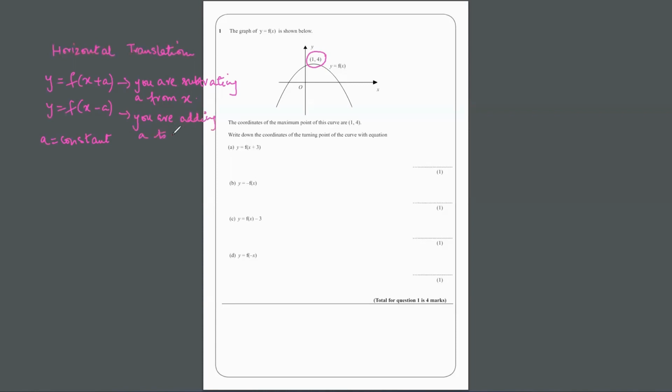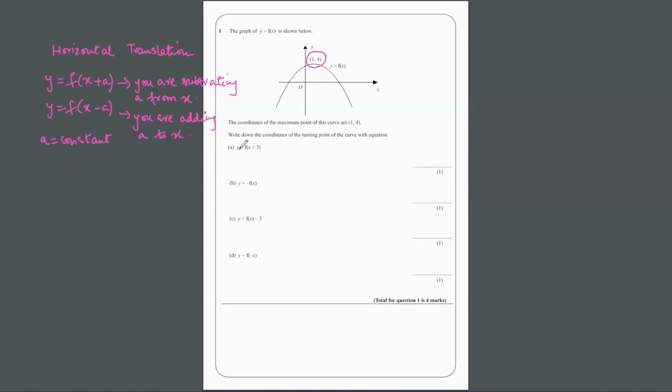Now, I know it sounds confusing because if you look at the equation, we are doing the opposite. For x plus a, I'm saying that you're going to subtract a. And for x minus a, I'm saying you're going to add a. So the rules are opposite when it comes to horizontal translations.